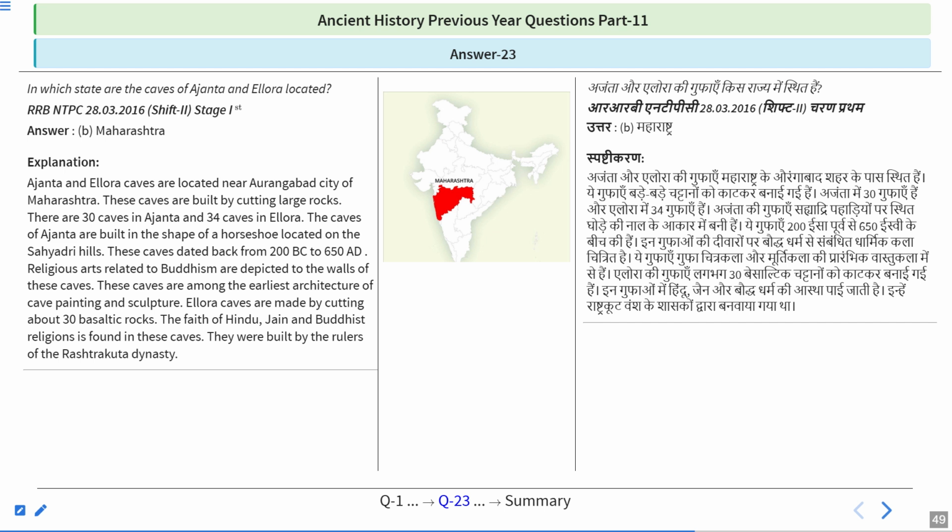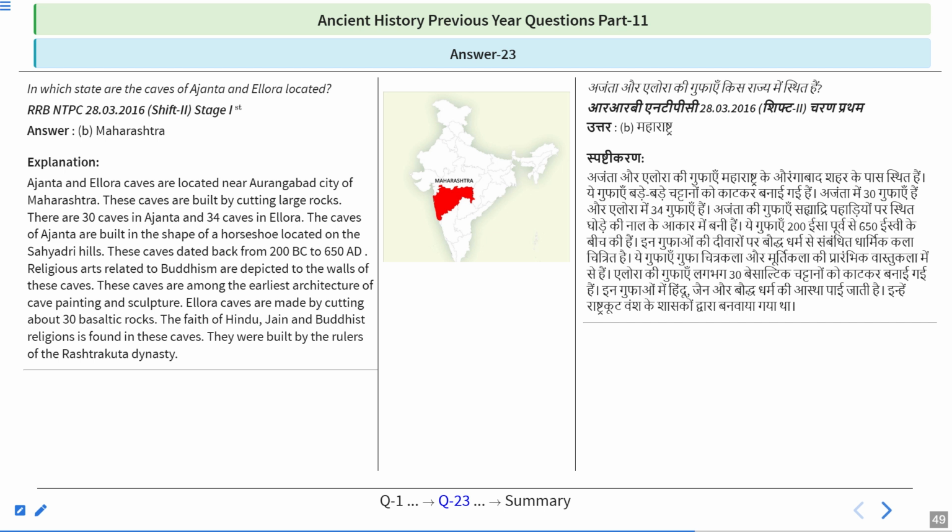So Maharashtra. Ajanta and Ellora caves are located near Aurangabad city of Maharashtra. These caves are built by cutting large rocks. There are 30 caves in Ajanta and 34 caves in Ellora. Caves of Ajanta are built in the shape of a horseshoe located on the Sahyadri Hills. These caves dated back from 200 BC to 650 AD. Religious arts related to Buddhism are depicted on the walls of these caves. These caves are among the earliest architecture of cave paintings and sculpture.